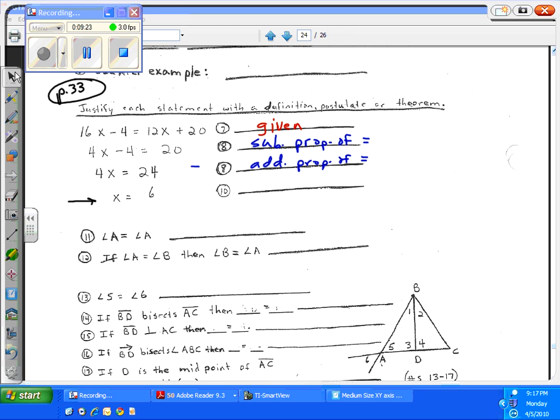And now we need a reason for this statement. If we continue the concept of undoing, then you would know that we would need to undo multiplication by division. So this is a result of having divided both sides by 4. So it is a result of the division property of equality. Any questions there?